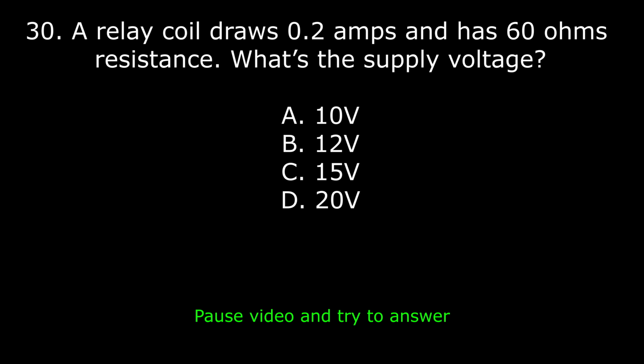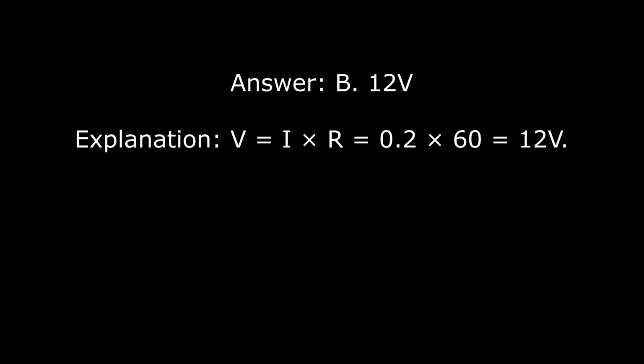30. A relay coil draws 0.2 amps and has 60 ohms resistance. What's the supply voltage? A, 10 volts. B, 12 volts. C, 15 volts. D, 20 volts. Answer is B, 12 volts. Explanation: V equals I times R equals 0.2 times 60 equals 12 volts.